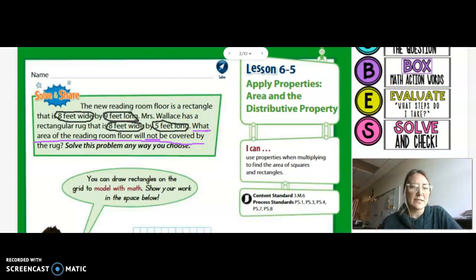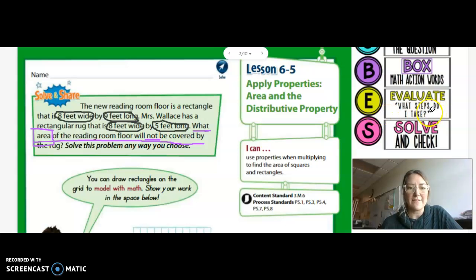Next, we box any important keywords. I'm looking for any math words I might see in there. Ooh, I see the word area. So I'll box the word area. That tells me what I'm looking for.